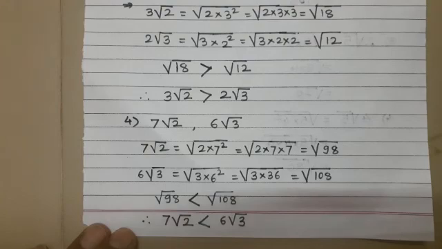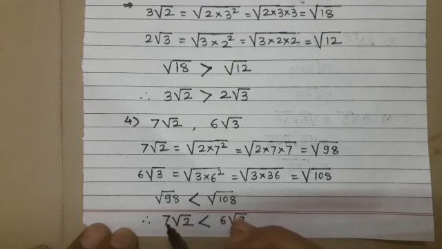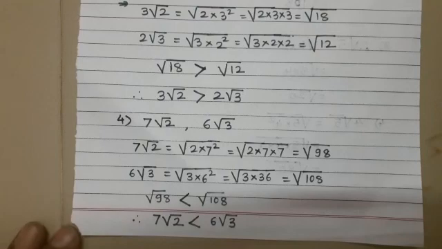While comparing the surds, first of all check that orders are same. Yes, orders are same. Now, whose radicand is greater, that surd is greater. The radicand of the second surd is greater, and that is 108. It is greater than 98, that's why second is greater. This is the conversion of 6 square root of 3, and this is the conversion of 7 square root of 2. That means 7 square root of 2 is less than 6 square root of 3. In this way, we have to compare the surds.